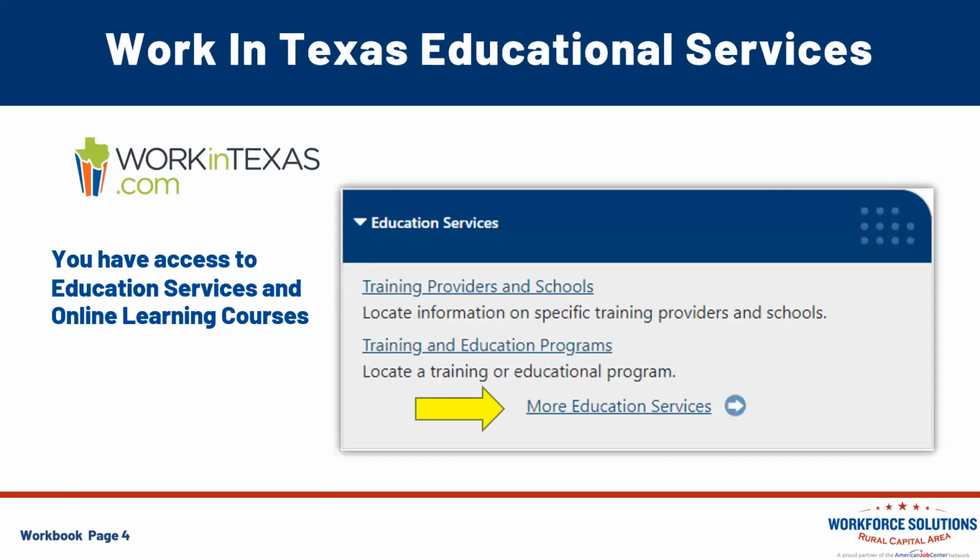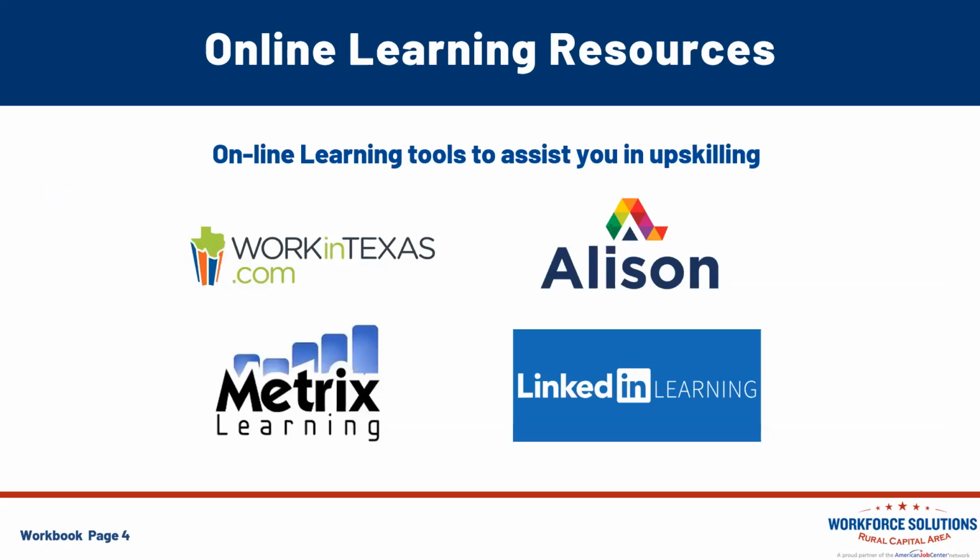Now let's talk about the educational services right there in Work in Texas. If you go down to the Education Service widget and you click on the More Education Services, that's where you can get access to all the online learning resources that we have available. Now, right there in your profile in Work in Texas is the Allison trainings and the Metrics Learning. But also here at Rural Capital Area, we have the LinkedIn Learning platform, and there are thousands of trainings in both hard and soft skills. So if you haven't gained access to LinkedIn Learning, please reach out and I'll send you that invitation.